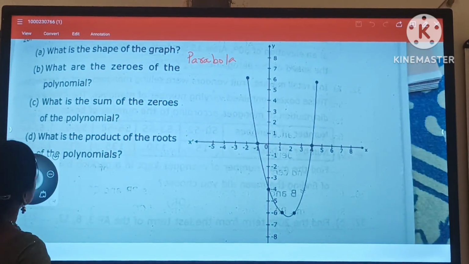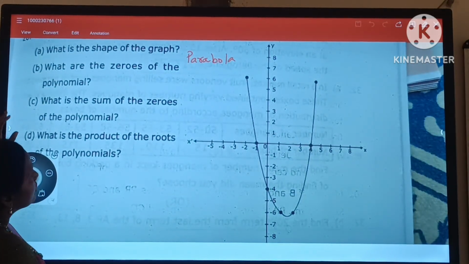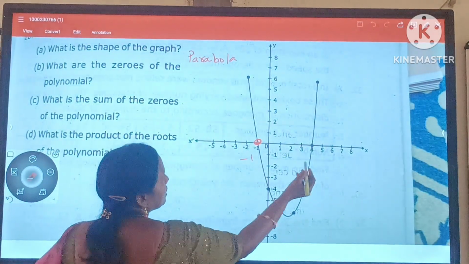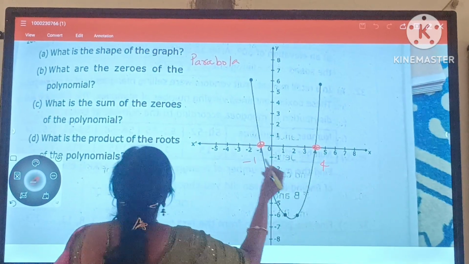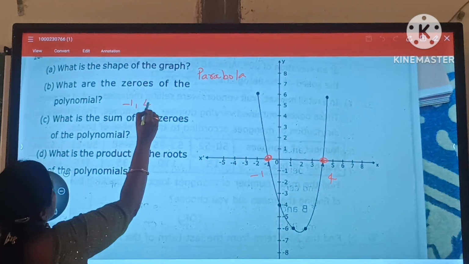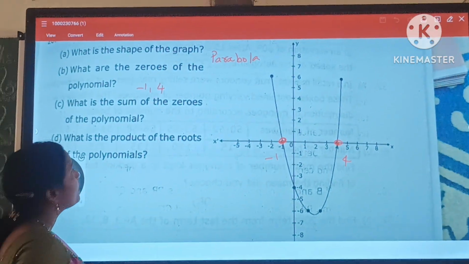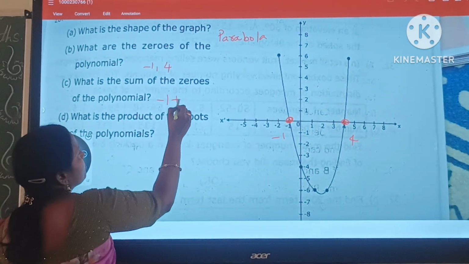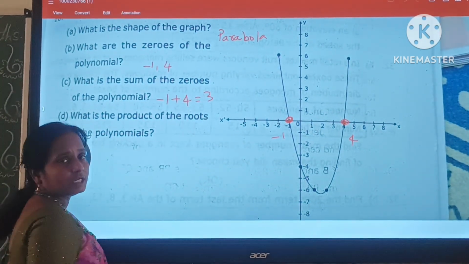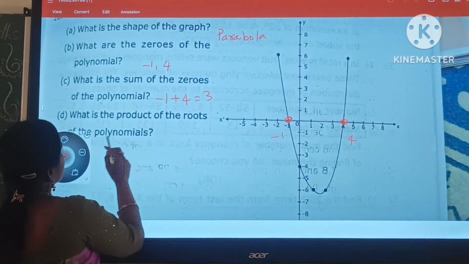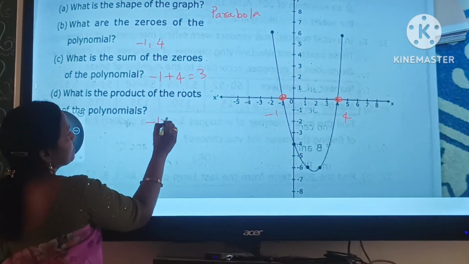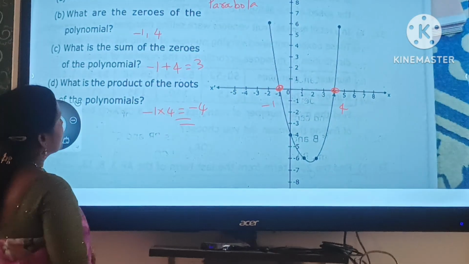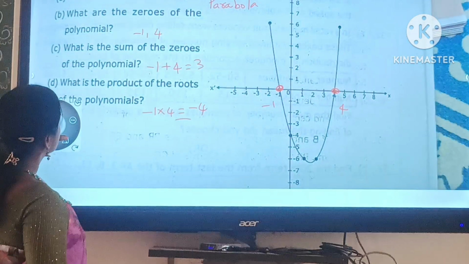What are the zeros of the polynomial? Here it is intersecting at -1, and here intersecting at 4. So -1 and 4 are the zeros of the polynomial. What is the sum of the zeros? -1 plus 4 equals 3. What is the product of the zeros of the polynomial? -1 into 4 equals -4 is the product of the zeros of the polynomial.